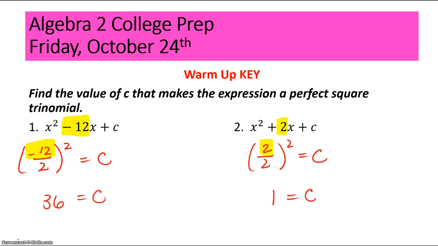Okay, let's check your answers for 1 and 2. Find the value of c that makes the expression a perfect square. We take the b term, divide it by 2, and square it. So c would make this trinomial a perfect square. Take the b term, divide it by 2, and square it. c would equal 1.